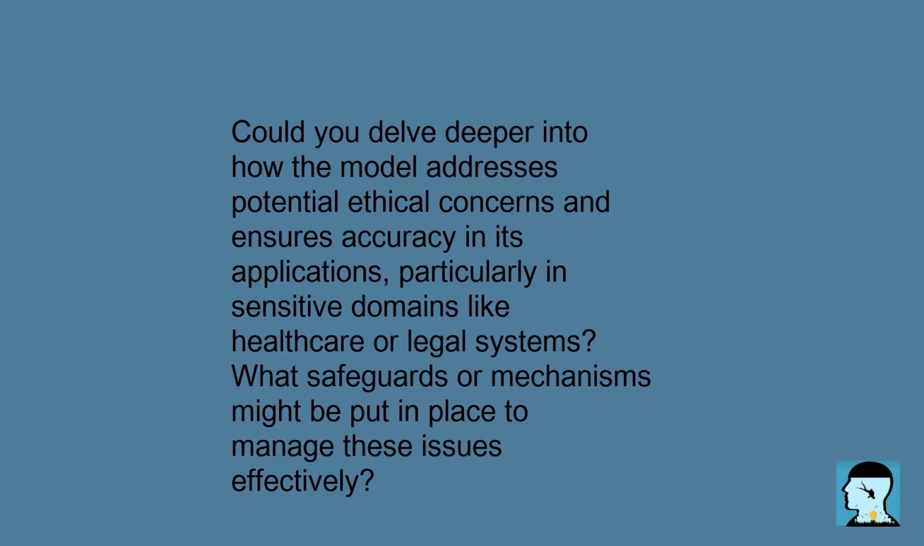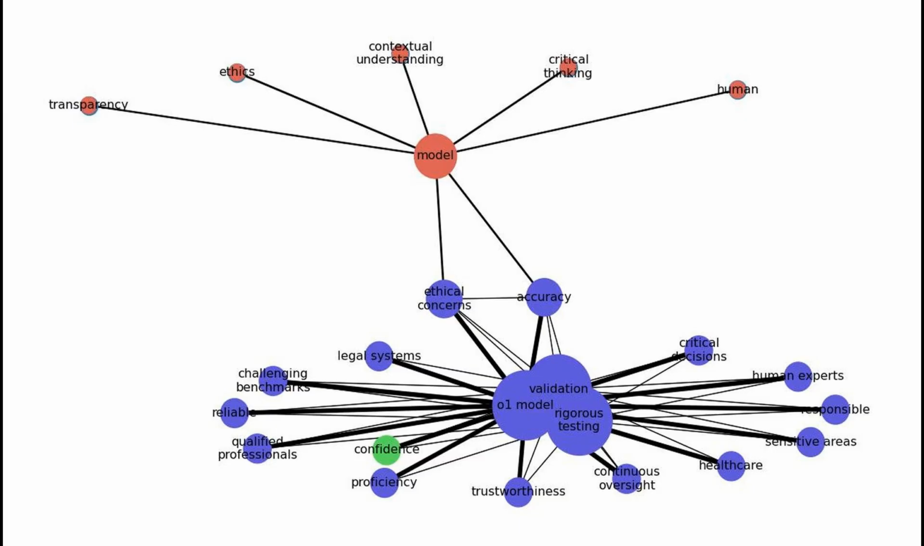What safeguards or mechanisms might be put in place to manage these issues effectively? The AI model's capabilities in sensitive areas like healthcare or legal systems raise important ethical concerns, particularly regarding accuracy and trustworthiness. Since these fields often involve critical decisions that affect people's lives, it's essential to have safeguards in place to ensure that the model's applications are responsible and reliable.